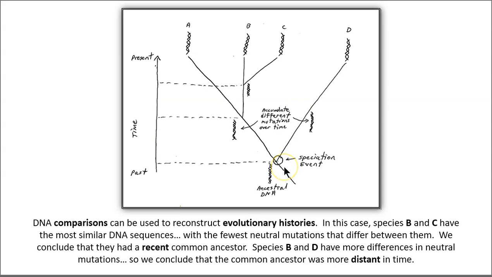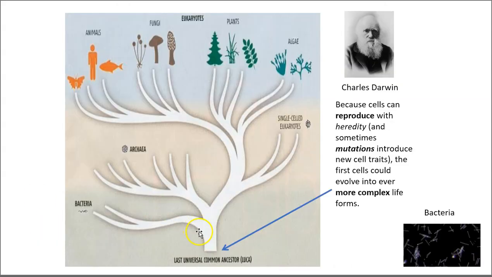So, because mutations accumulate at some sort of rate or some pace, mutations end up being sort of a molecular clock. And today then we can do DNA analysis between any two species we want, and we can make inferences about how far back in time they had a common ancestor. So here we see the great tree of life. And down here we have LUCA, the last universal common ancestor. So because cells can reproduce with heredity, and sometimes mutations introduce new cell traits, the first cells could evolve into ever more complex life forms.